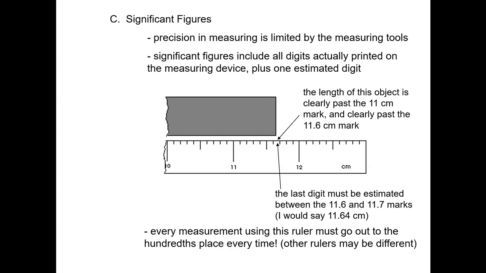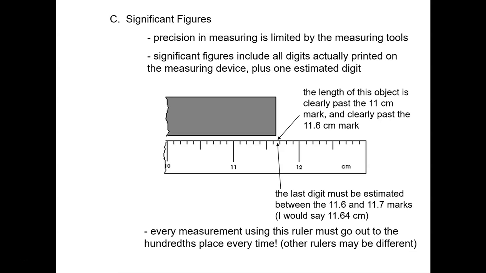Let me give you a couple of examples here. What if this weird gray thing that I'm measuring turned out to line up directly with the 11.6 mark? If it was right on the 11.6 mark, what would I say? Can I just say 11.6 then? No, because I always have to go to the hundredths place. Even if it's right on the 11.6, I would then have to say that it's 11.60. And I have to include that 0.